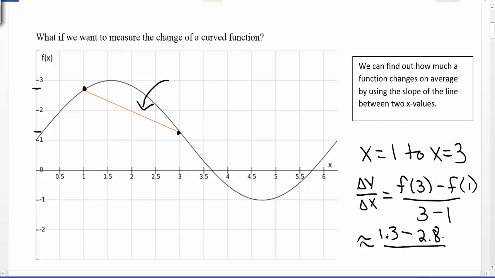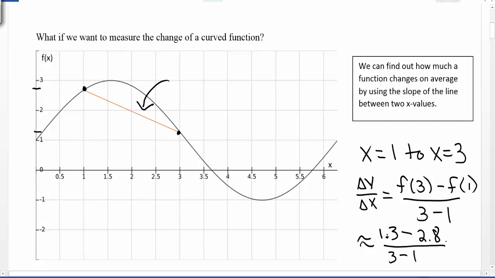So that's the change in y values, and then I'm going to divide that by the change in x, which was 3 minus 1. So again, order isn't necessarily important as long as you are consistent. I could have done f of 1 minus f of 3 divided by 1 minus 3, and I would end up with the same answer, but I have to be consistent with my x's and y's.